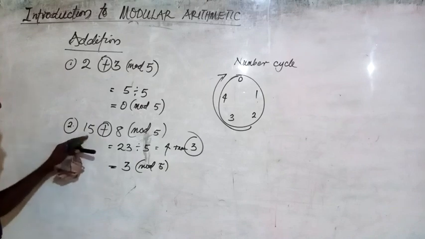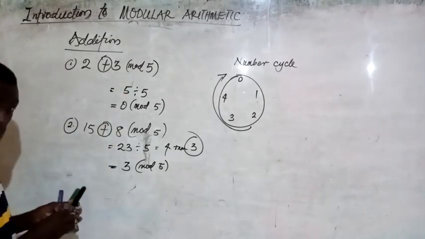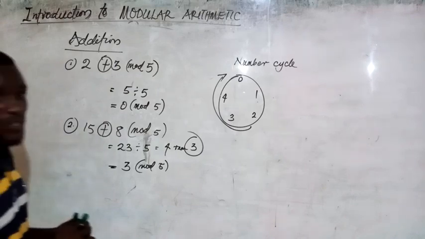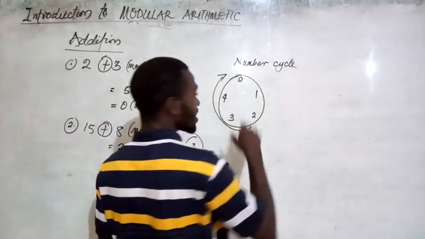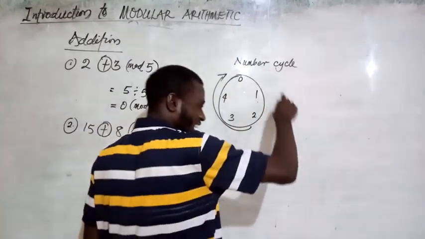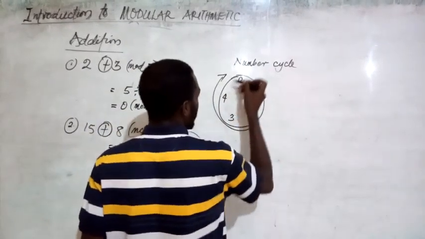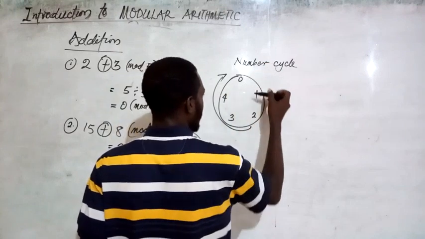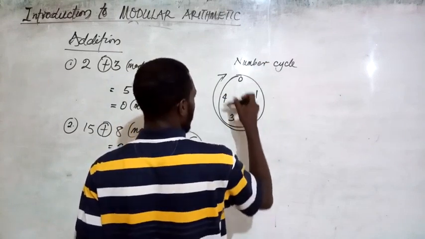But if you want to do 15 plus 8 using the number cycle, it's very simple still. Note that both 15 and 8 are not in our number cycle. So what you have to do is create 15. How do you create that? You have to count to 15. You start 1, 2, 3, 4, 5, 6, 7, 8, 9, 10, 11, 12, 13, 14, 15.